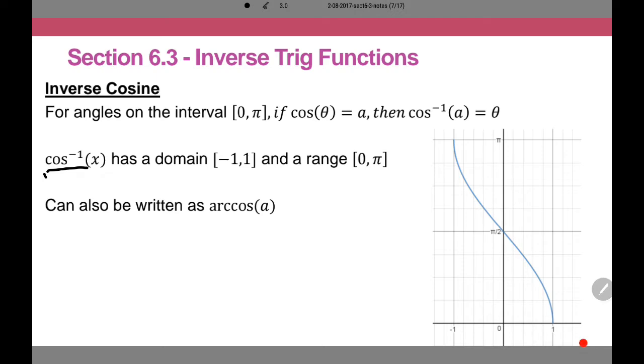So for angles between 0 and pi, we can do the same thing with cosine and define an inverse cosine function. And if you look at the graph here, we start up here when x is -1. We have a value of pi, and when I go over to 1, I get back to 0. Which again, looks a lot like the cosine graph just turned.